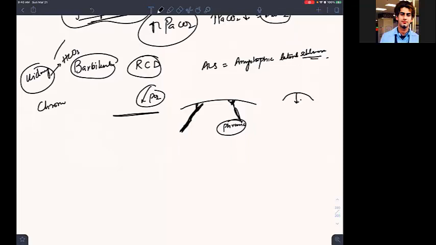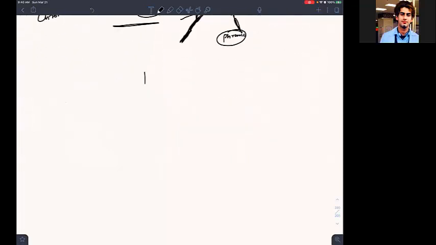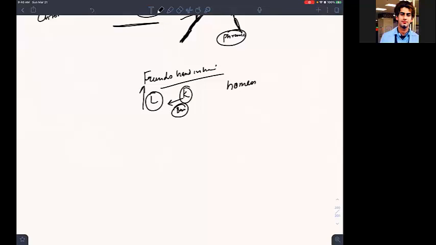These are actually friends, hand in hand. Who are the two friends? Lungs and kidney. What are they doing? If one is doing acidosis, the other will start producing base to maintain the normal body pH. Homeostasis. Are we able to understand?